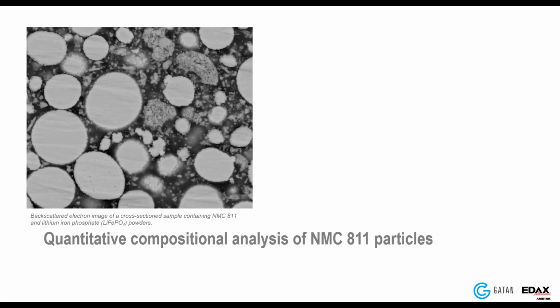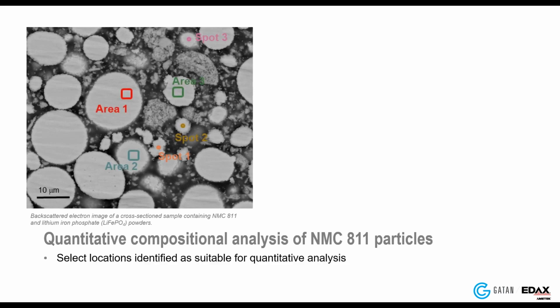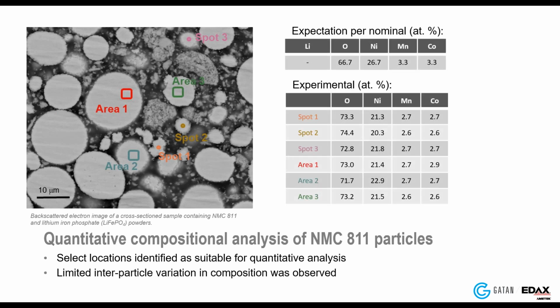Firstly, in that method, we capture a quantitative backscattered electron image, and you see that here on this slide. In this image, every pixel can be related directly to the mean atomic number. We then perform quantitative EDS analysis at selected locations. Doing that, we reveal, unsurprisingly, oxygen, nickel, manganese, and cobalt, as we expect. No other elements were found above the minimum detection limit, and only very limited interparticle variation in composition was observed.